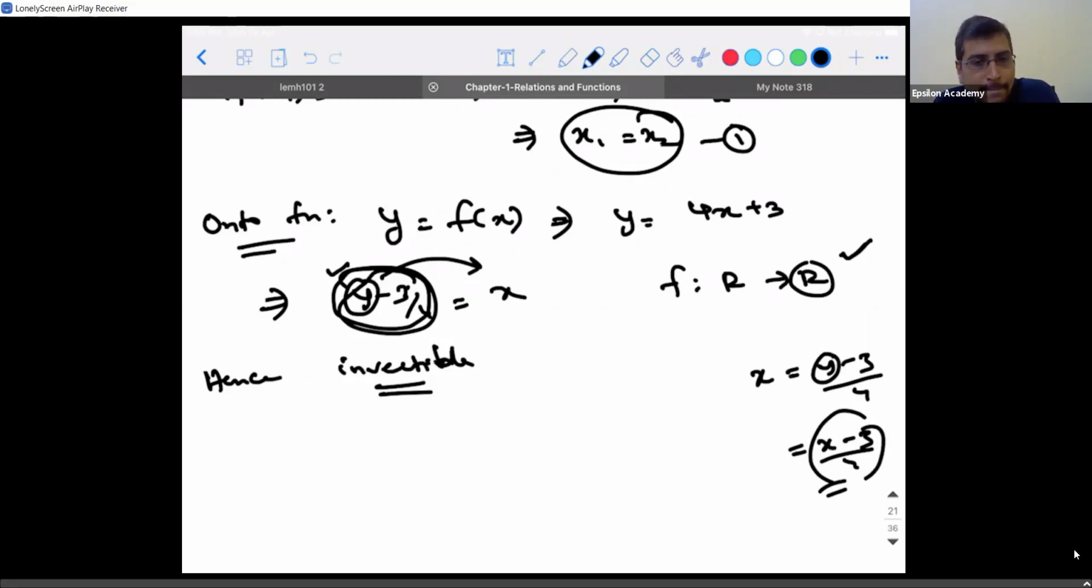Sir, then we can just find the inverse of x, no, sir? Then it will come as y minus 3 by 4. But you should always report the answer in terms of x only. That is why I wrote it as x minus 3 by 4.